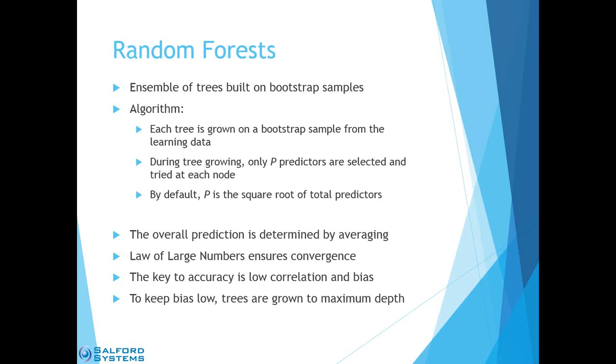The more trees you build, the quicker your model is going to converge. And the key to accuracy here is low correlation and bias, and that's through a subset of predictors. The difference between random forest and TreeNet is that we aren't growing trees just to 6 terminal nodes as we did in TreeNet. We're actually growing the trees to their maximum depth. So this could take possibly a little bit longer than TreeNet would.